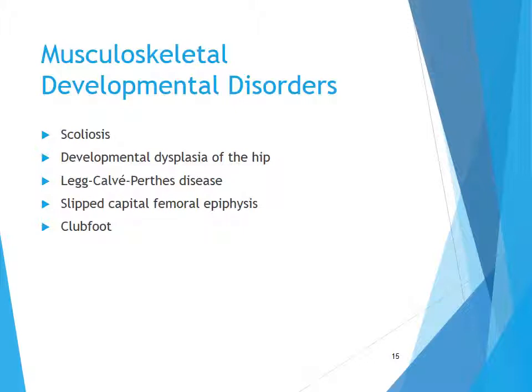When we talk about a slipped capital femoral epiphysis, it occurs during a rapid growth in adolescence. It's the shearing force causing the femoral capital epiphysis to displace from its normal position relative to the femoral neck. The cause is unknown. Most frequently occurs in adolescent boys who are overweight.